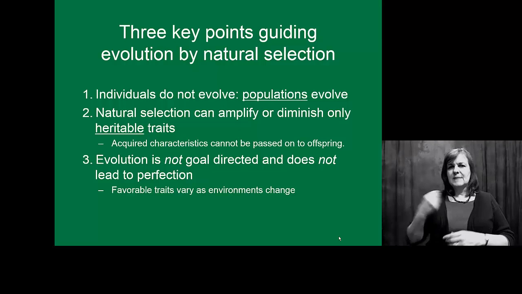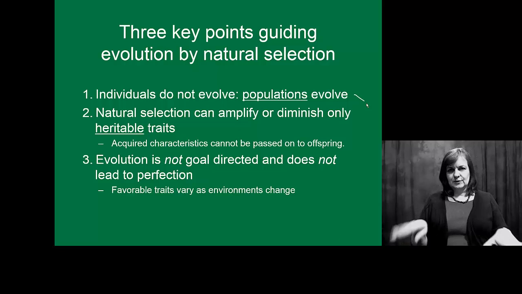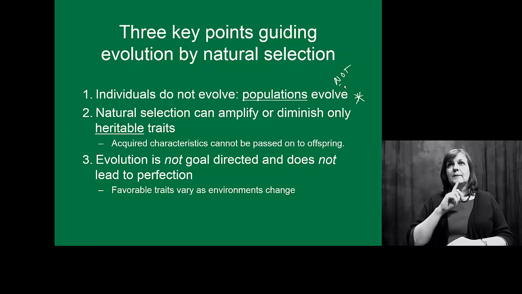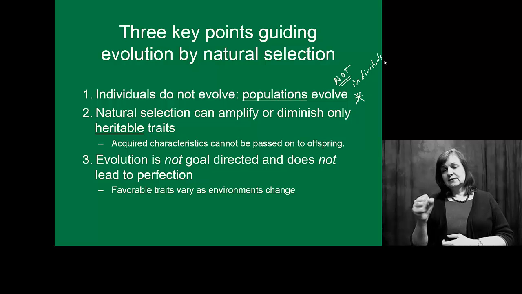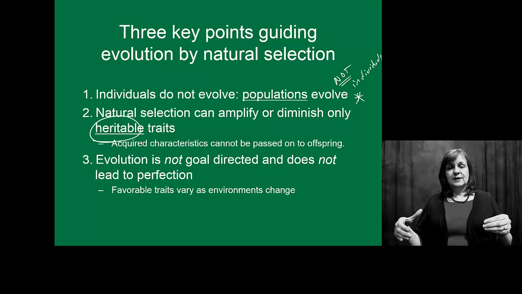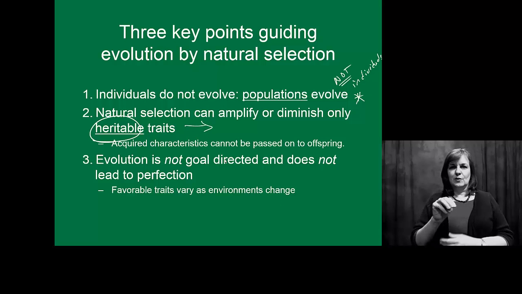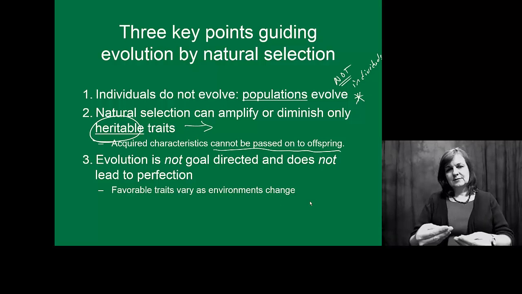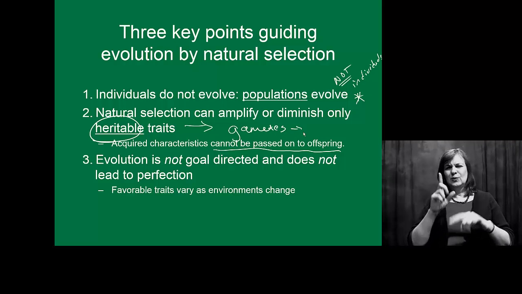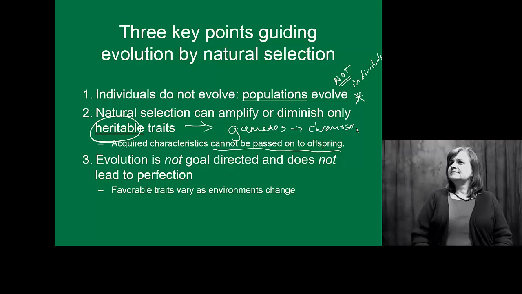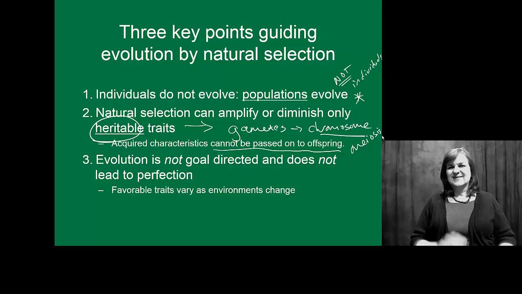So there are still 3 points that really guide evolution and natural selection. We have to remember that populations evolve, not individuals. We have to look at traits that are heritable. I'm not interested in anything that you cannot pass on to your offspring. So this has to typically be a trait that is part of your gametes, or at least part of your chromosome set that is then, through meiosis, made part of your gametes.